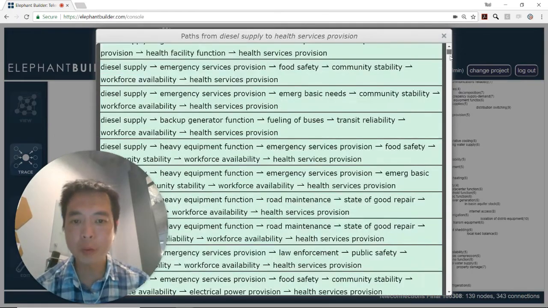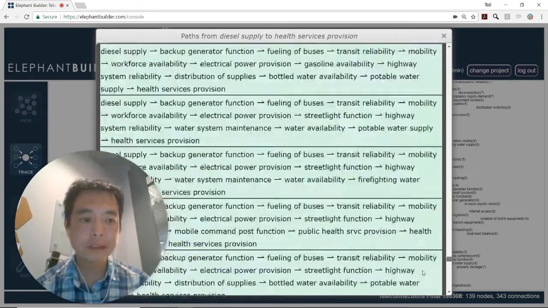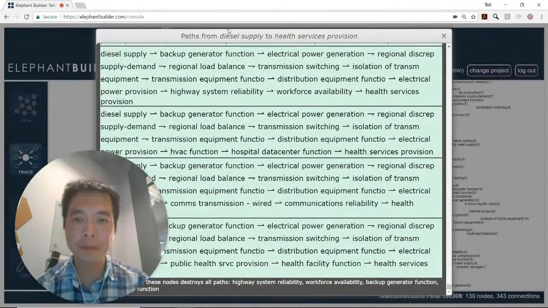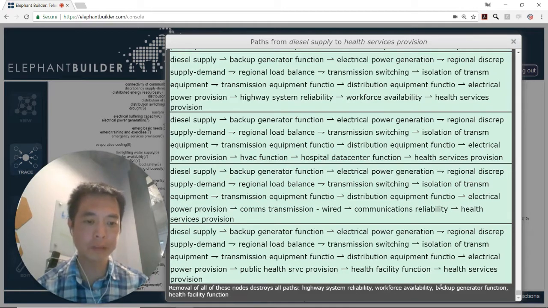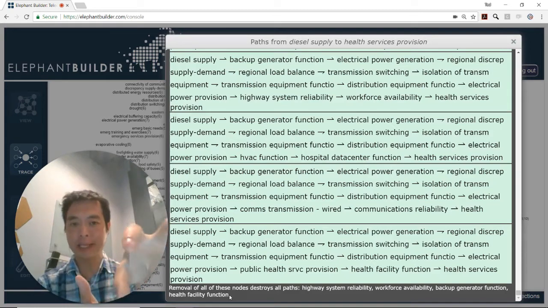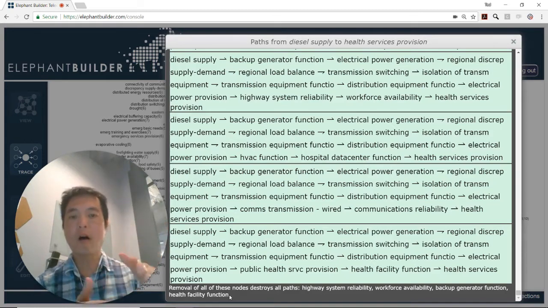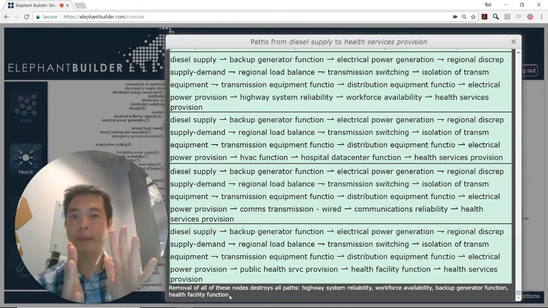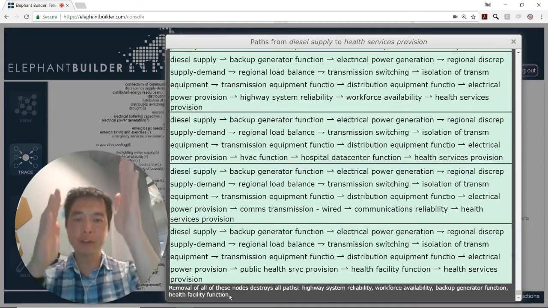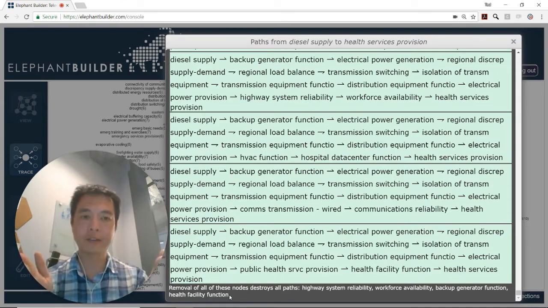So I can read through these, but there's this other nifty feature at the bottom of the window, which is this: removal of all these nodes destroys all paths. And then it lists 4 nodes: highway system reliability, workforce availability, backup generator function, and health facility function. So if I get rid of these 4 nodes, if I just take them out of the system model, then all causal paths connecting diesel supply and health services provision, they all disappear. There's no connection then. If these nodes don't exist, then there's no connection between diesel supply and health services provision.